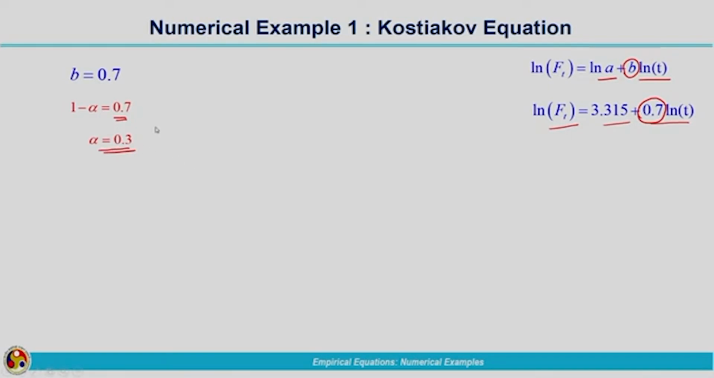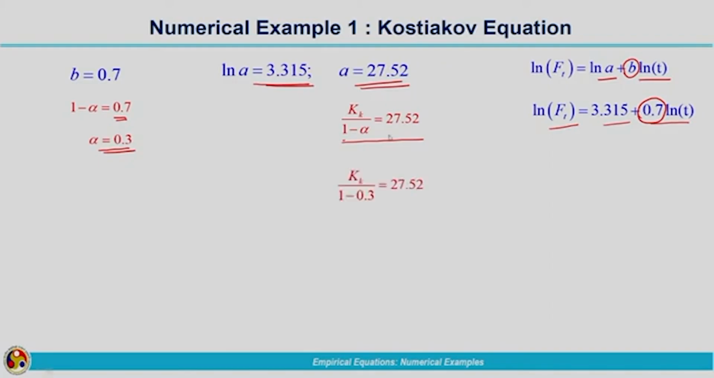Now, coming to ln a, it is given by 3.315 from the fitted line. So, we can take the antilog and we will get the value corresponding to a as 27.52. But what is a? a is given by kk divided by 1 minus alpha. So, kk divided by 1 minus alpha is 27.52. From this we can calculate the value corresponding to kk. Kk can be calculated as 19.27.